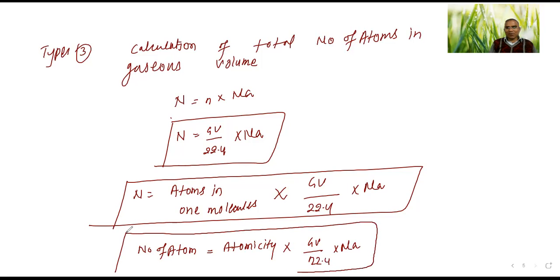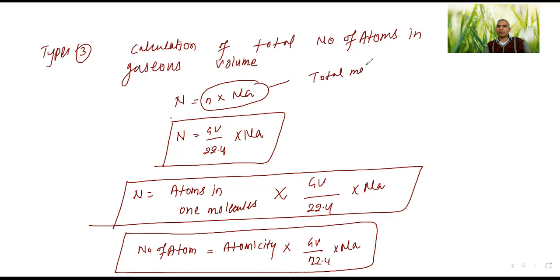Can you understand this problem, what this formula is all about? See, N into Na means total molecules. If you are calculating the total molecules and then multiply by atomicity, it will become the number of atoms.